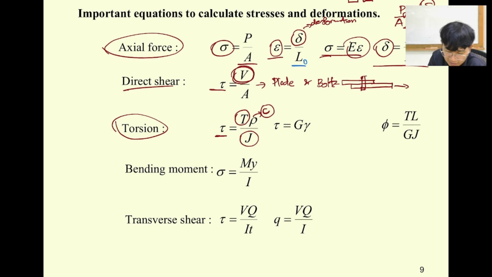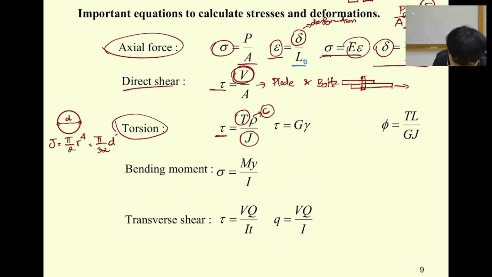Okay, normally the section of the torsion is a circle like this. And then if we know the diameter over here, we can find the polar moment of inertia easily by pi over 2 r to the power 4, or equal to pi over 32 d to the power 4. Okay, this is the polar moment of inertia.